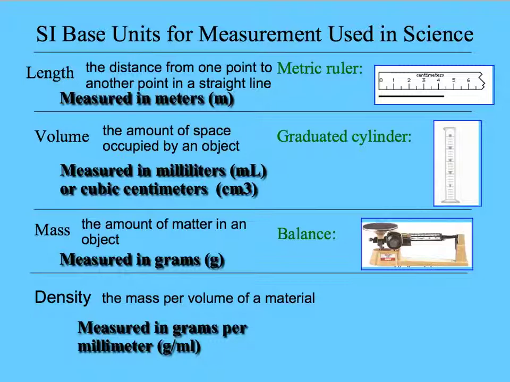So if you take a look at it, for length we use meters. For volume we use milliliters or cubic centimeters, which is centimeters with the little 3. And it actually looks like this. It's a superscript 3. For mass, we always measure mass in grams, and for density, we measure it in grams per milliliter.